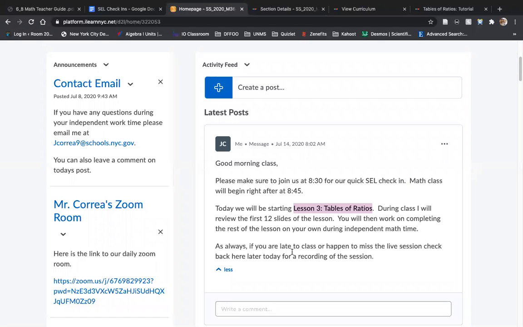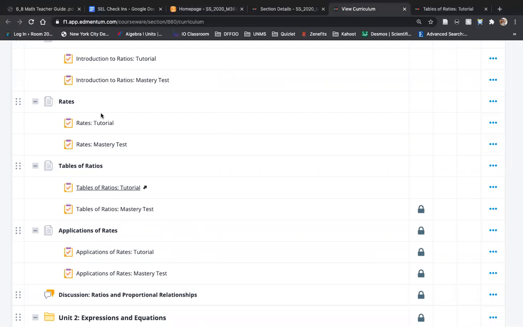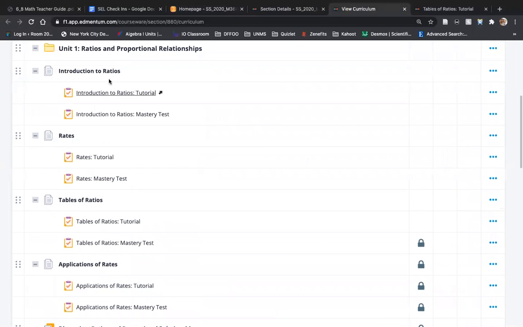If you go over to content, just to give you a brief overview of the curriculum: so far we should have done the first lesson, that mastery test, the second lesson, that mastery test. Today we're working on lesson 3, which is tables of ratios. We're doing the lesson today, and tomorrow you're going to get to that mastery test.